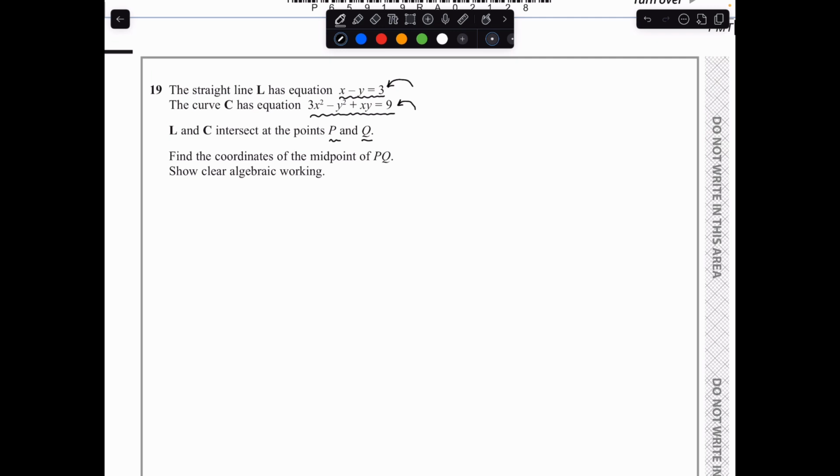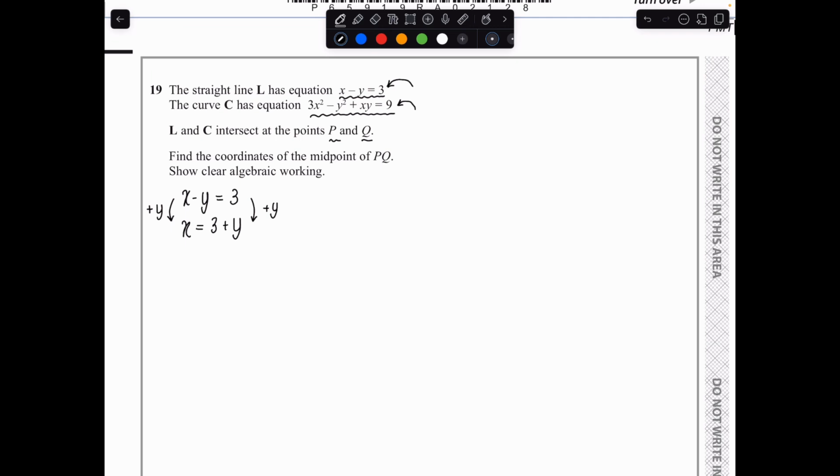So from here, let's think about how we could substitute this in. If our straight line L has the equation x minus y equals 3, you could either make x the subject or y the subject. In this case, let's make x the subject. To get x on its own, what do we need to do to both sides? We need to do the opposite of taking away y, which is adding y to both sides. Once we've added y to both sides, the right hand side becomes 3 plus y. So 3 plus y is equal to x.